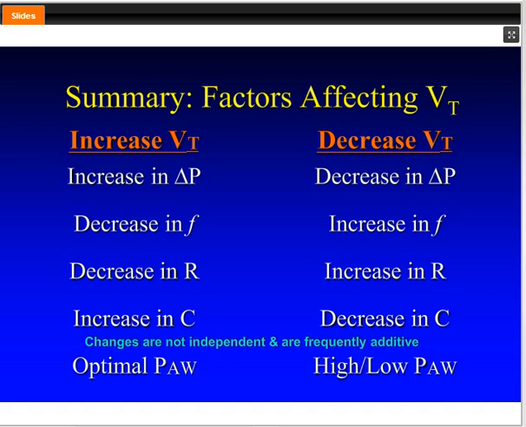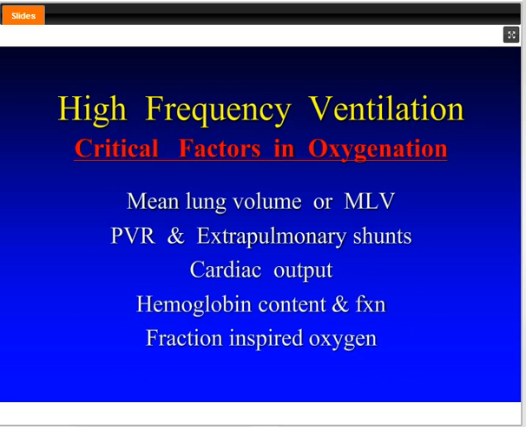Well, what are the critical factors in oxygenation? Well, getting the lung open to an appropriate mean lung volume, or MLV, improving pulmonary vascular resistance and getting rid of extra pulmonary shunts, improving cardiac output, hemoglobin content and function, and then obviously increasing inspired oxygen. Remembering that accomplishing that is typically increasing mean airway pressure from that standpoint.